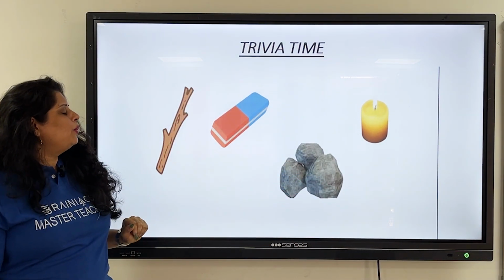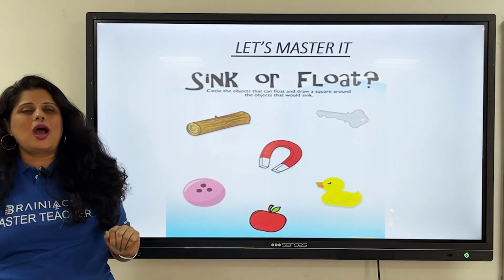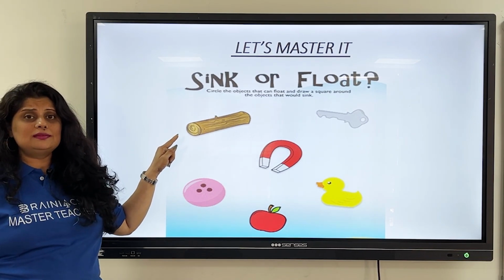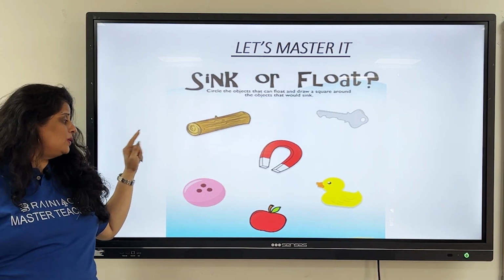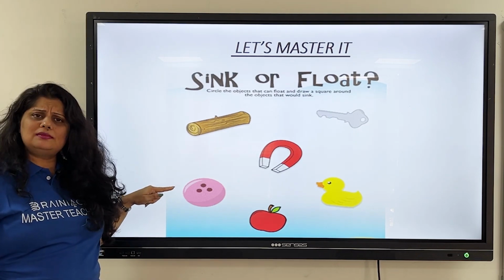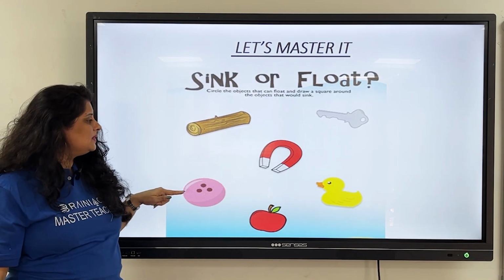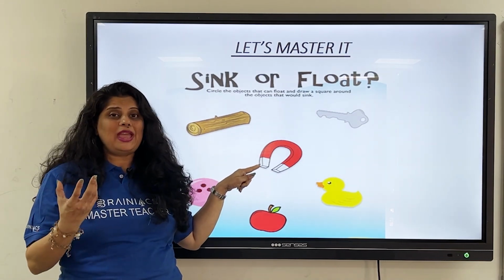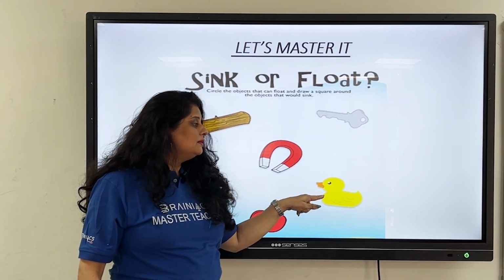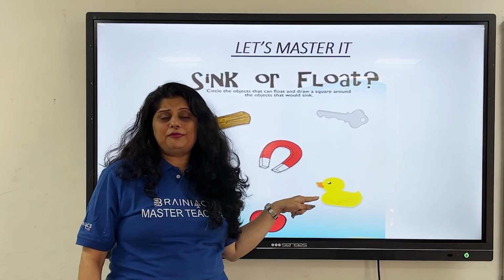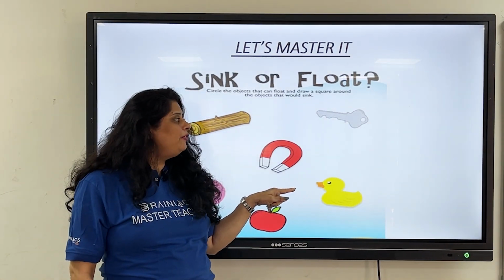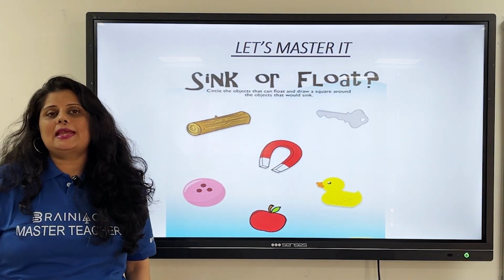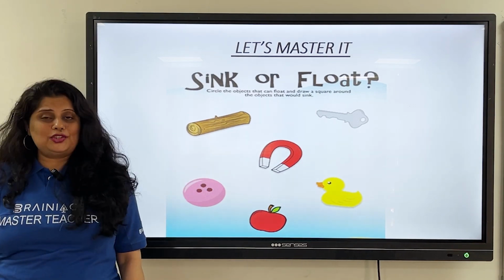Now, one more quick worksheet with you so we can master it. A log of wood, yes, will float. A button will float. Apple, heavy, will sink. The bar magnet, heavy, will sink. The toy duck made up of plastic will float. The metal key is going to sink, right? Yes, so this is all about our today's topic.